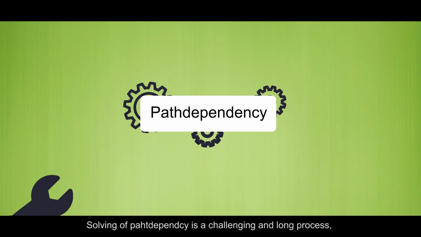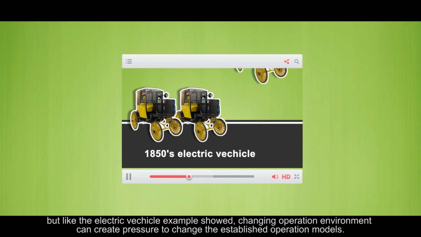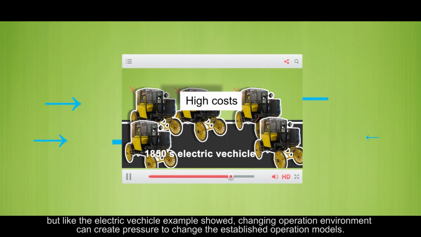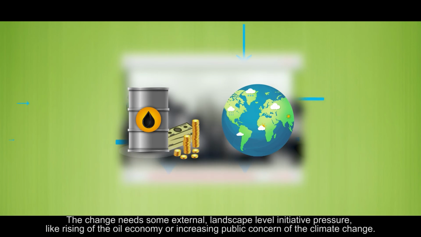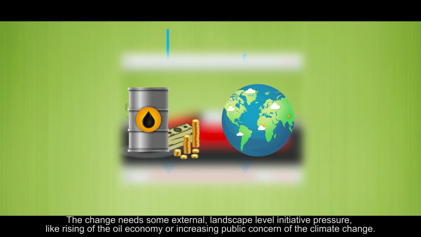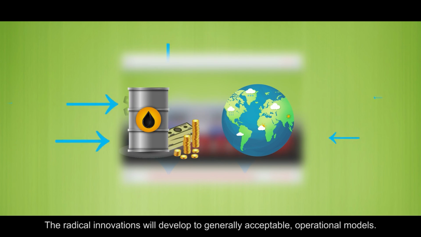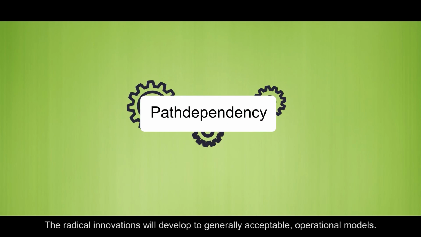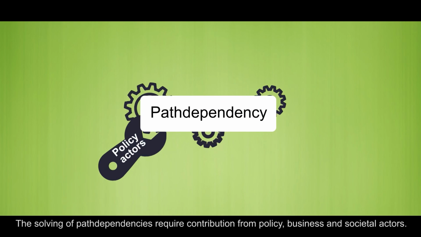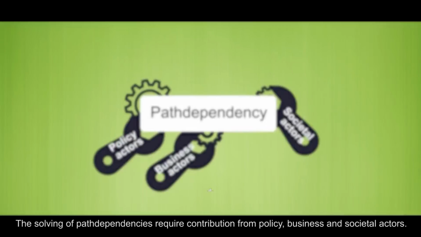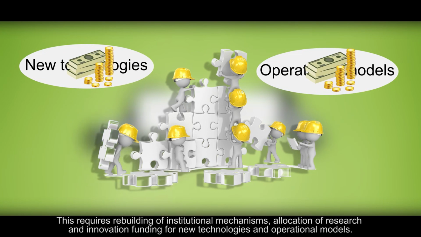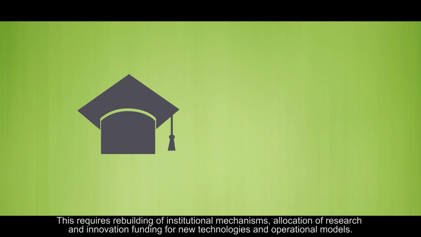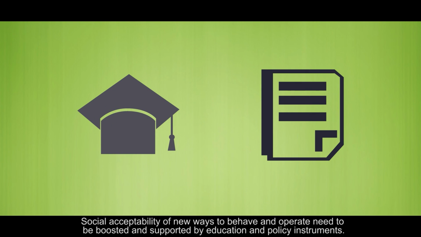Solving of path dependency is a challenging and long process, but like the electric vehicle example showed, changing operation environment can create pressure to change the established operation models. The change needs some external, landscape-level initiative pressure, like rising of the oil economy or increasing public concern of the climate change. The radical innovations will develop to generally acceptable operational models. The solving of path dependencies requires contribution from policy, business, and societal actors. This requires rebuilding of institutional mechanisms, allocation of research, and innovation funding for new technologies and operational models. Social acceptability of new ways to behave and operate need to be boosted and supported by education and policy instruments.